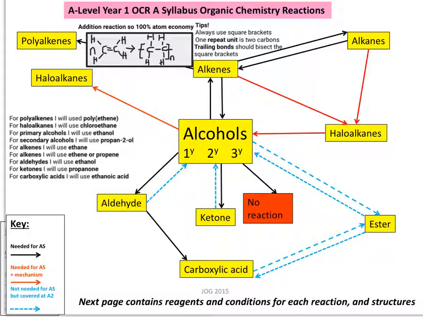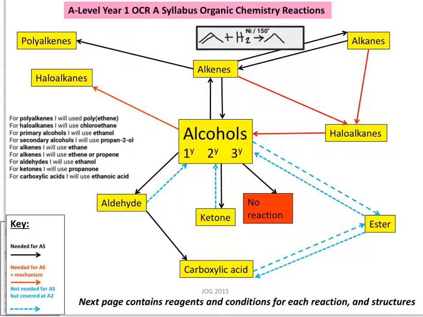Okay, let's move on to alkenes versus alkanes. The reaction to get from propene to propane, I'm choosing to use propene this time, is a hydrogenation, so it would use a nickel catalyst at 150 degrees. Again, an addition reaction, and 100% atom economy.